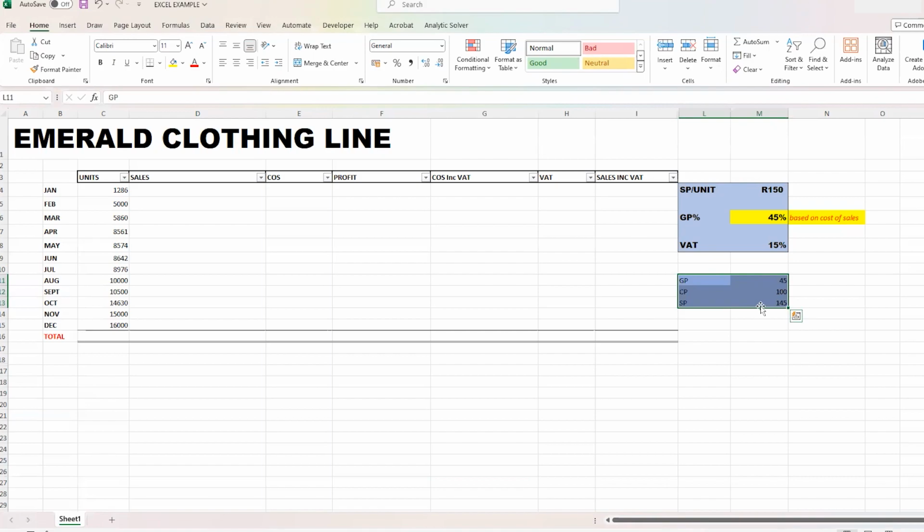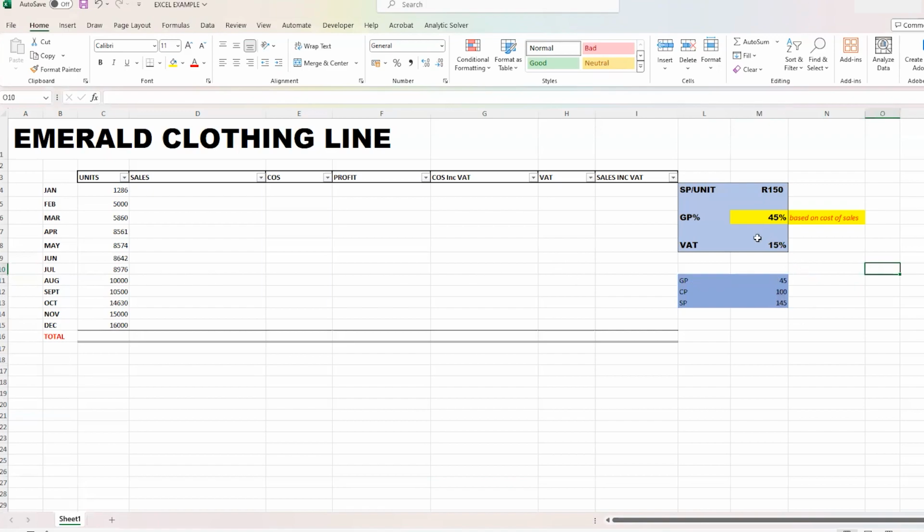When the gross profit percentage or the markup percentage is based on cost of sales, it means cost of sales is the 100%. That's the base. So when you do your calculation, you base it on cost of sales. If the gross profit percentage were based on sales, like a gross profit margin based on sales, it means the sales becomes 100%. Please take note of that. It's very important when you're working through such questions. Let's get into it.